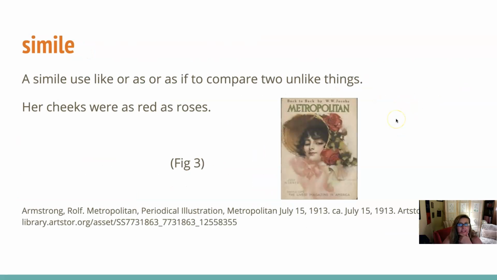So the first type of figurative language we call simile. A simile uses like or as if to compare two unlike things. Her cheeks were as red as roses. So here's a picture to show you how red her cheeks were. They were as red as roses. That's a comparison. And it's just to show how red her cheeks were. And there's a picture here that goes along with it for you.